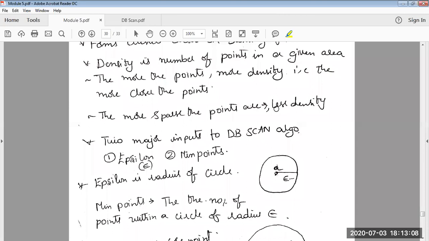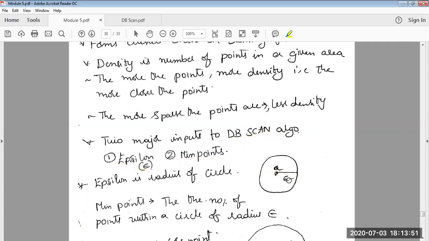We need to be familiar with two terminologies with respect to the DBSCAN algorithm. The first one is epsilon, and the second one is minimum points. So what is epsilon here? As I already told you, a cluster is a group of points. Epsilon defines the radius of the circle within which you will find the group of points. As you can see here, we have a point A. At an epsilon distance from point A, which is the radius here, we have drawn a circle. So epsilon is the radius of the circle.